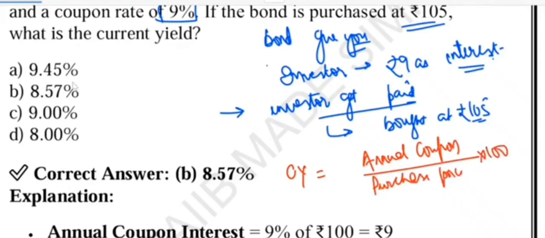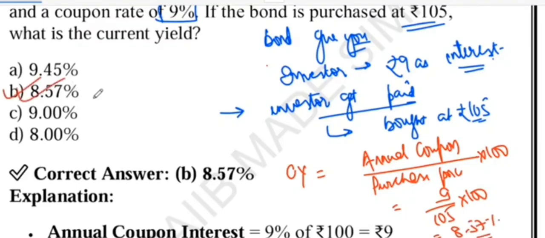So what is the annual coupon that you have? The annual coupon is 9 rupees. And what is the purchase price? You bought it at 105, multiplied by 100. So you tell me, 9 is how much percentage of 105? That is nothing but 8.57%. So the correct answer is option number B, right?